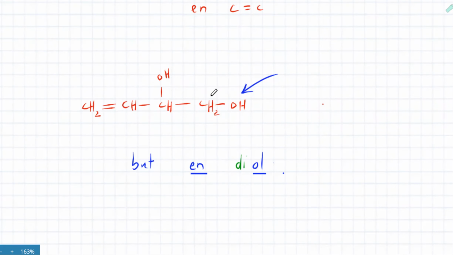So this is carbon number 1. This is 2, this is 3, and this is 4. So your 2 OH groups are at positions 1 and 2, right? And your double bond is at position number 3. Is that clear? Yes, sir.